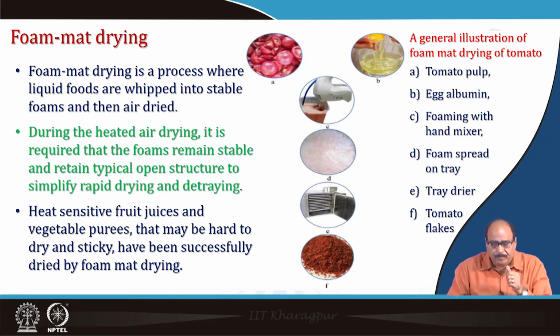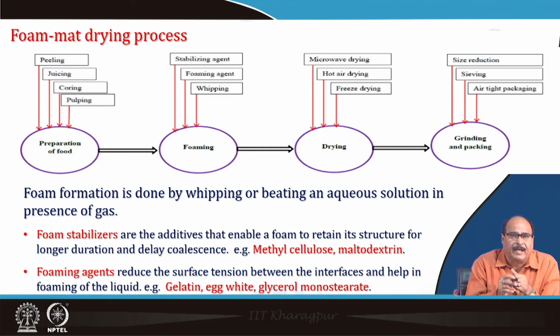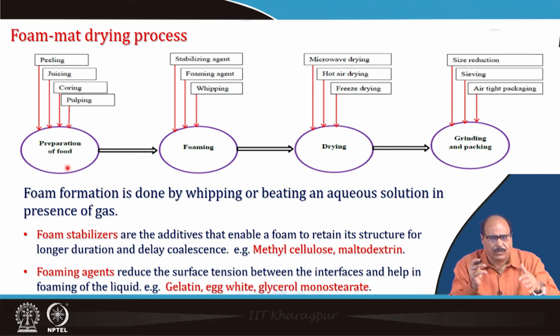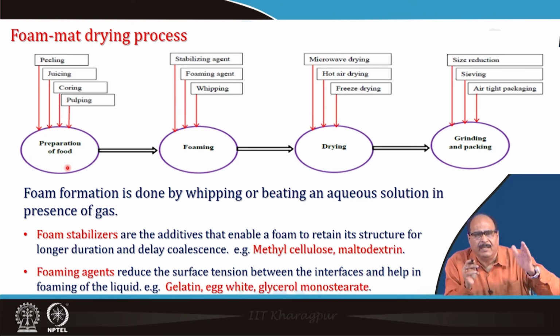So, for the foam mat drying process you can see here, the first thing is the preparation of the foam. Especially for the tomato, we take the tomato, peel it, and we can get its juice. This tomato juice is obtained either by the hot break method or cold break method, after having a particular heat treatment. So in any fruit or vegetable, you go for the usual treatment and get its juice.